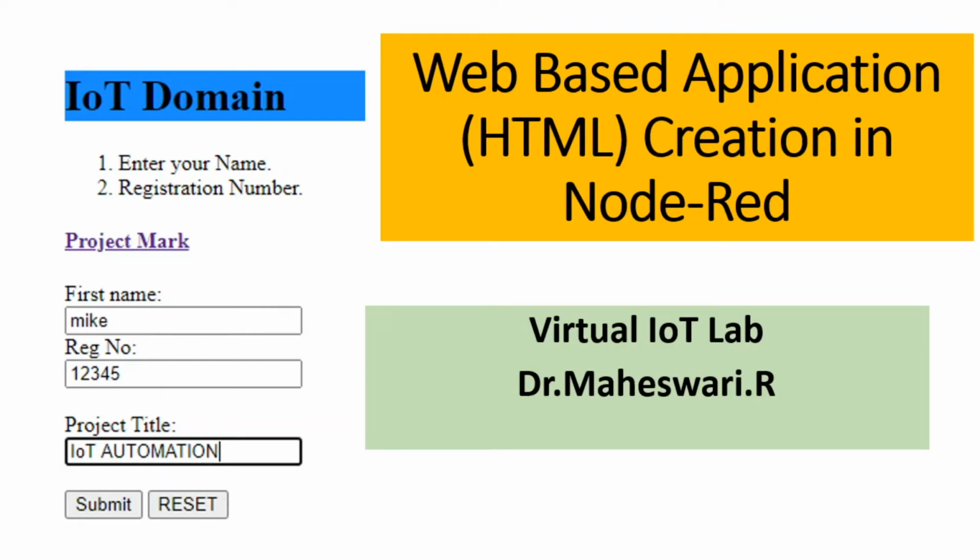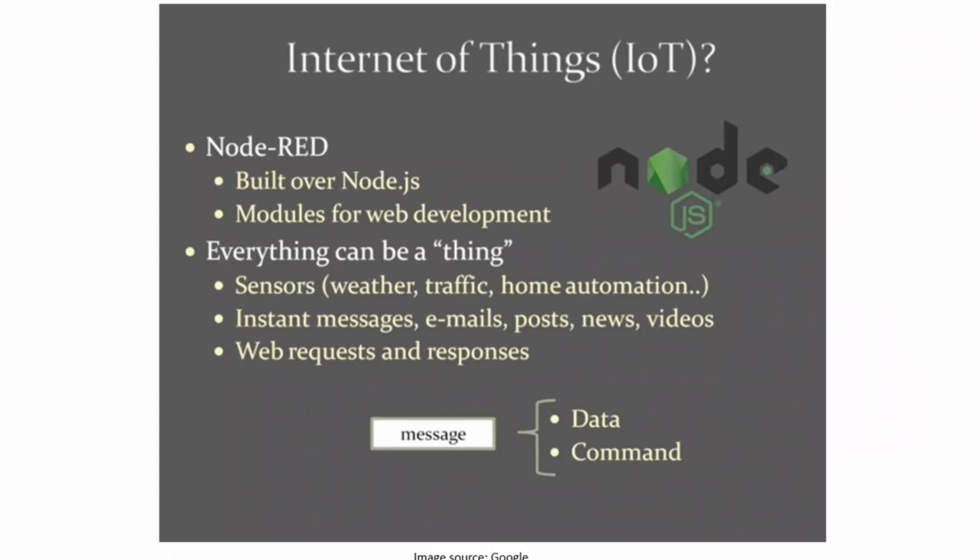Dear learners, in this session we are going to develop a web-based application using HTML and CSS in Node-RED. To start with, let us validate why we are using Node-RED for Internet of Things applications and automations. First and foremost, Node-RED is built over Node.js, and all these modules are used for web development. In Node-RED, the nodes, considered to be the things, are used as a sensor, and can be deployed for any applications like weather, traffic, and home automation.